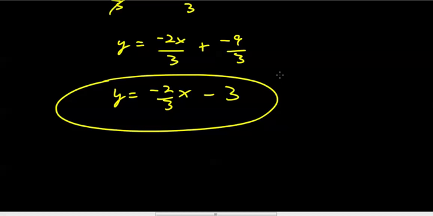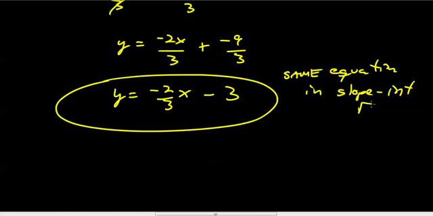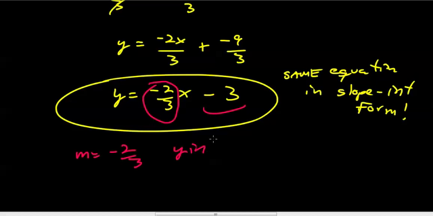All right, let me write that down. This is the same equation that we were given in the beginning of the problem, but in slope-intercept form. By solving for y, we get it in slope-intercept form, and the beauty of this now is we can spot the slope. The slope is minus 2/3. The y-intercept is minus 3. And what I can do is use that information now to sketch the graph very quickly.